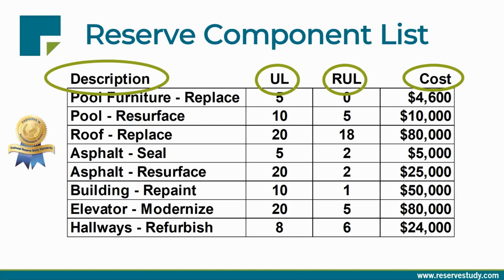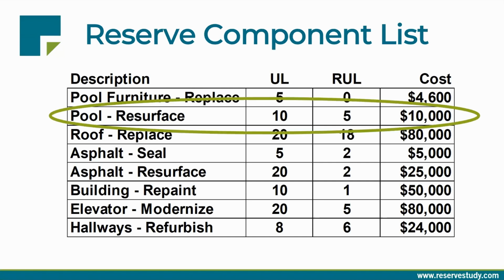Here's another one. Look at this simple but typical reserve component list. All the normal things are here: description, useful life, remaining useful life, and current cost. Suppose your pool heater fails. You see a pool resurface component. See that second one on the list? But no pool heater component.